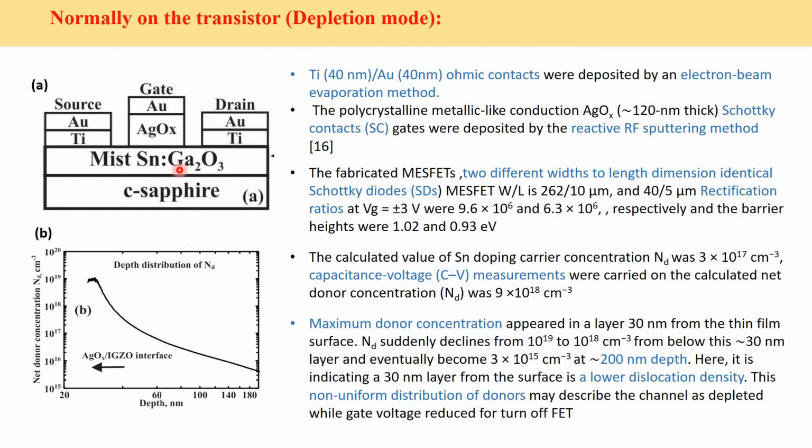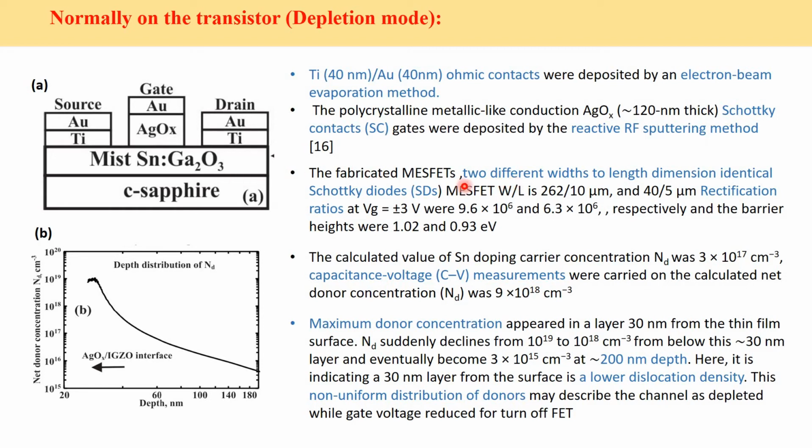In that normally-off depletion mode MOSFET, titanium 40 nanometer and gold 40 nanometer ohmic contacts were deposited by the electron beam evaporation method, and then the Schottky AGOX contact was deposited by reactive RF sputtering method.